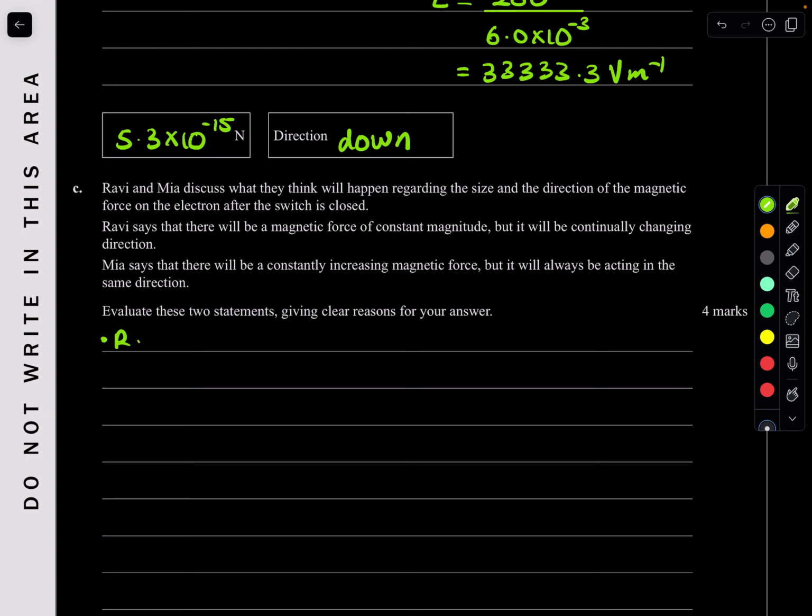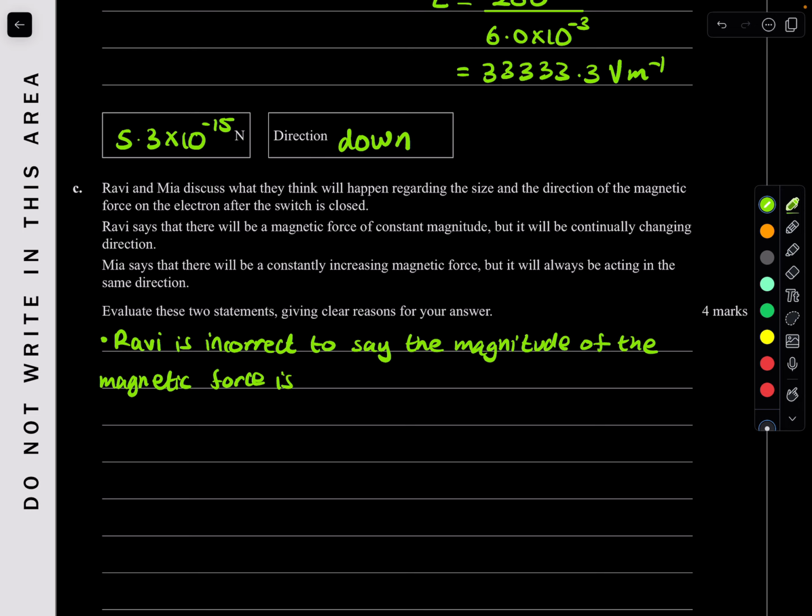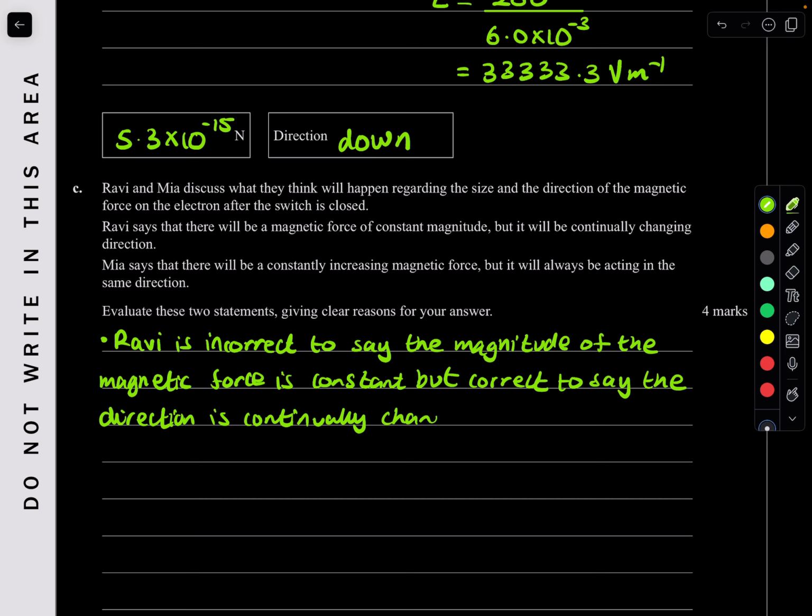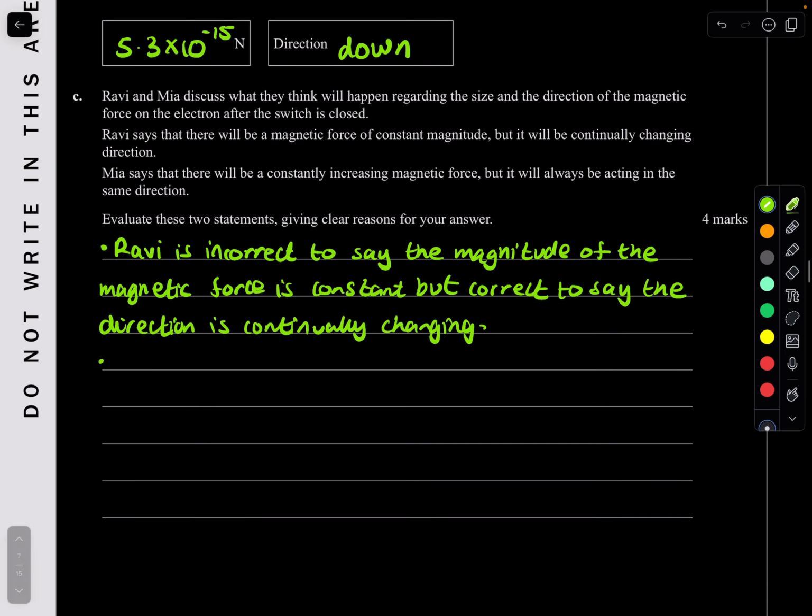So let's talk about Ravi first. Ravi is incorrect to say the magnitude of the magnetic force is constant, but correct to say the direction is continually changing. Beautiful. Now let's talk about Mia.